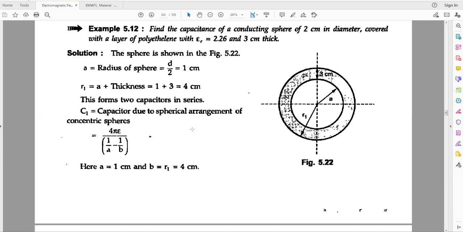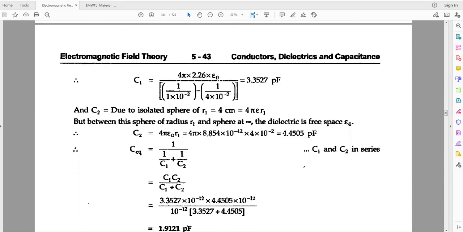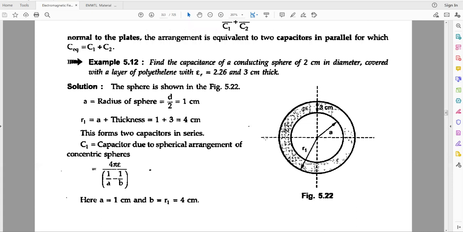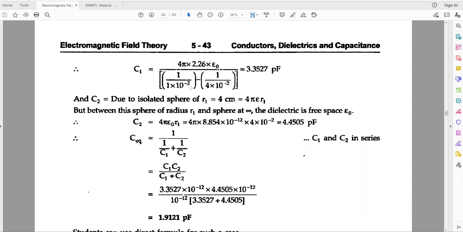Substitute those values. 4 pi epsilon, where epsilon r is given as 2.26, multiplied with epsilon naught, 8.854 into 10 power of minus 12, and 1 by 1 times 10 power minus 2 minus 1 by 4 times 10 power minus 2, with centimeters converted to meters here. The C1 we got is equal to 4 pi times 2.26 epsilon r, and epsilon naught is 8.854 into 10 power of minus 12. Got it, my students?